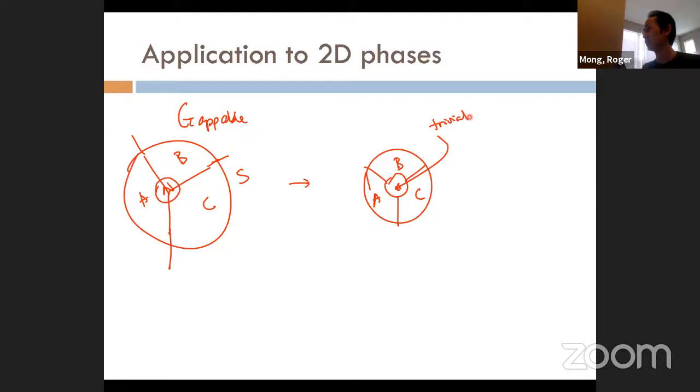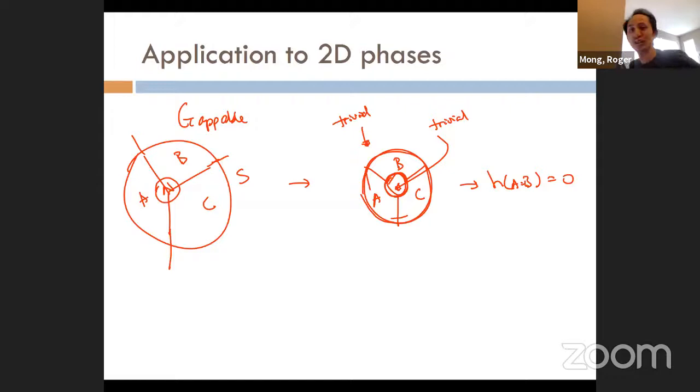And similarly, outside, which is the south pole, it will also be trivial, and it will have gapped edges. So this will be a gapped edge, and this here will be a gapped edge. Now that I have an annulus geometry, I can think of this as a very, very thick 1D system. And because A, B, and C are gapped, I should expect that H of A colon B is zero. Any questions on this part?